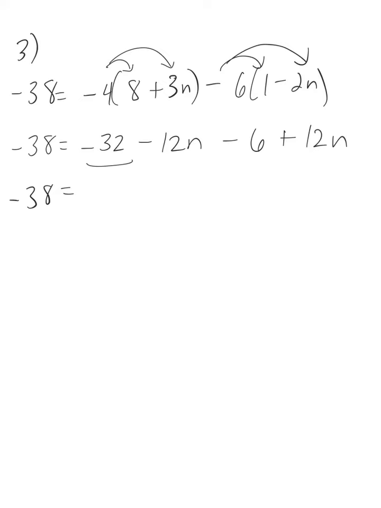So I have negative 32 minus 6. That's a negative 38. I have a negative 12n plus 12n. Well, that's just going to be 0. It's just going to go away.